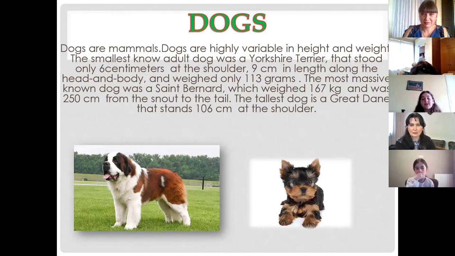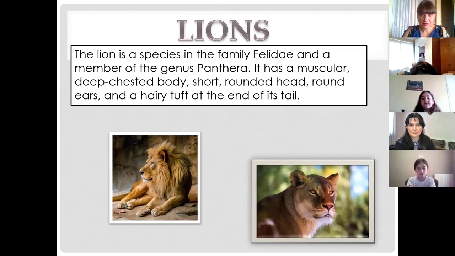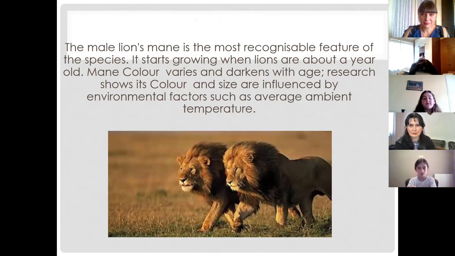Lions. The lion is a species in the family Felidae and a member of the genus Panthera. It has a muscular, deep-chested body, a short rounded head, round ears, and a hairy tuft at the end of its tail. The male lion's mane is the most recognizable feature of the species. It starts growing when lions are about a year old. Mane color varies and darkens with age. Research shows its color and size are influenced by environmental factors such as average ambient temperature.